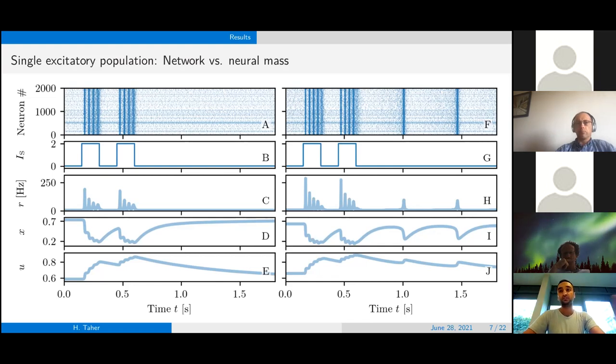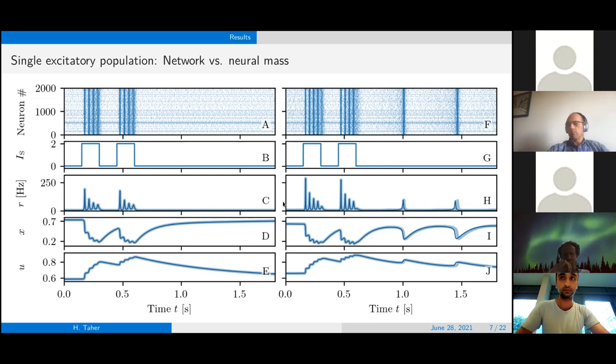So only using four equations, and these are the dark curves which we see here, and we see the perfect agreement on the left side with all the dynamic variables calculated from the network and the neural mass. On the right-hand side, we see some differences here. This is due to finite size fluctuations, because simulating the QIF network can be quite tedious and tricky.